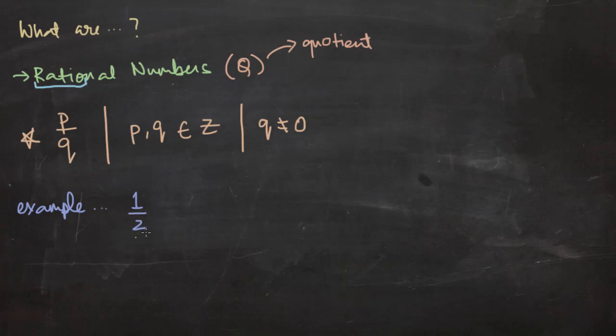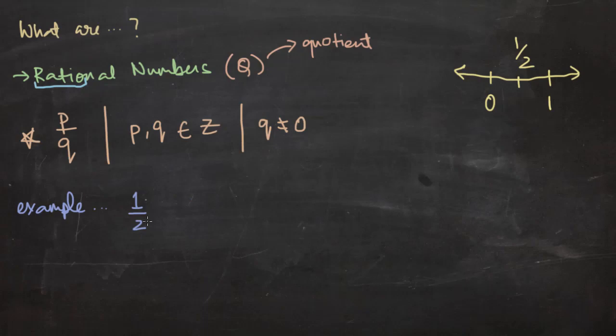Can this be plotted on the number line? It would definitely come between the numbers 0 and 1. Half, as you know by division, becomes 0.5, so exactly equidistant from 0 and 1 sits a half, correct?